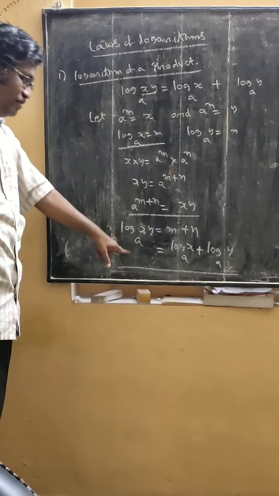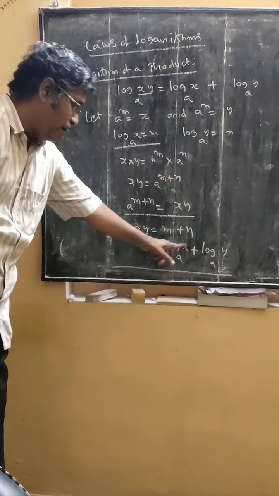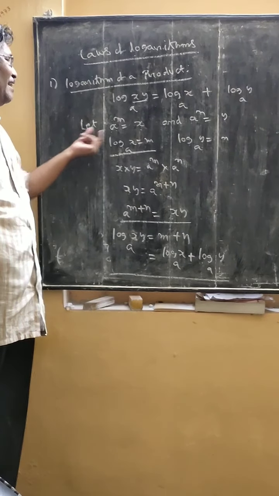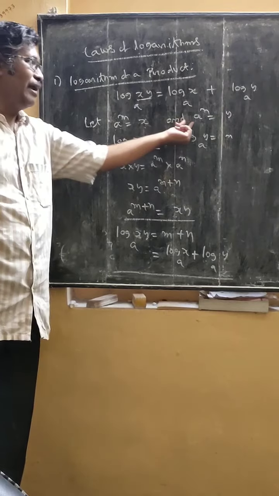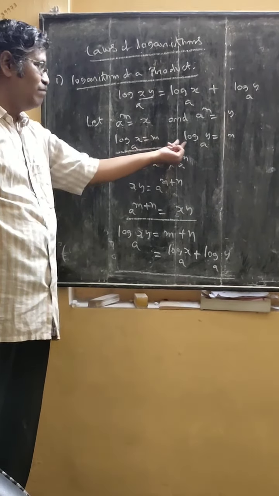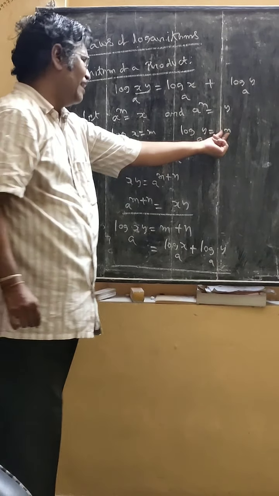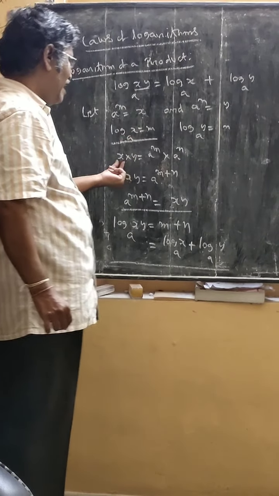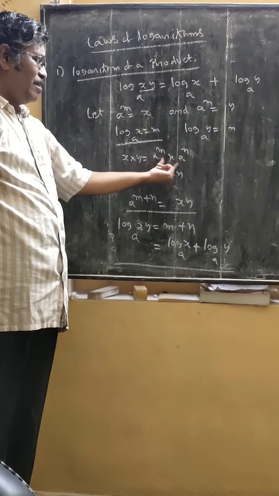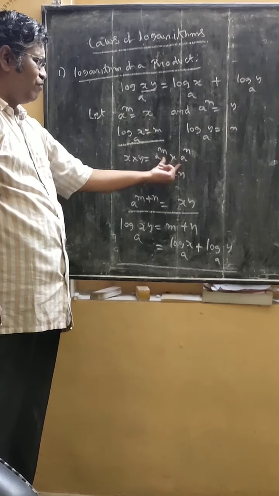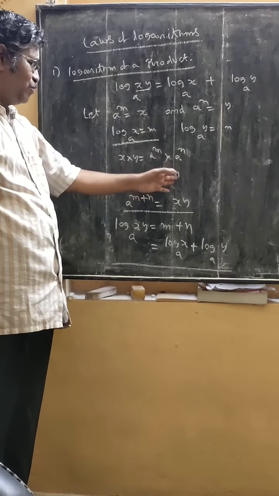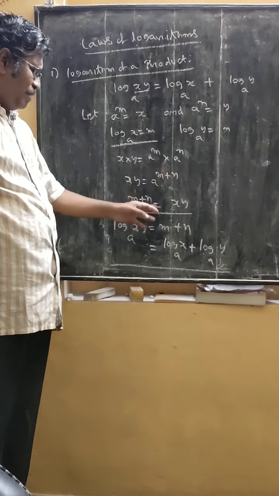Log xy to the base a is equal to log x to the base a plus log y to the base a. Once again, let a power m is equal to x and a power n is equal to y. Log x to the base a is m, log y to the base a is n. Let us take x into y: a power m into a power n. They have the same base, in product form, so the exponents add: m plus n. The law of exponents is used here. So a power m plus n is xy.